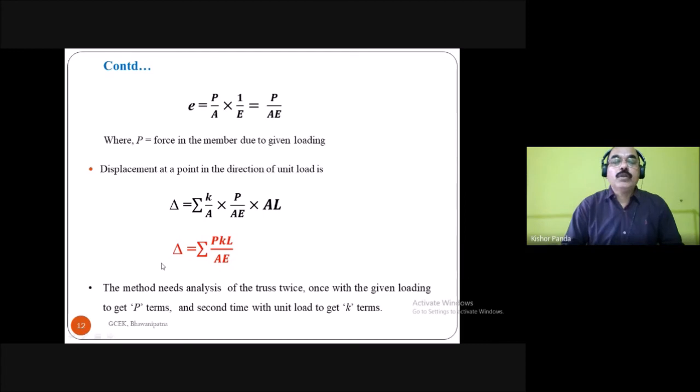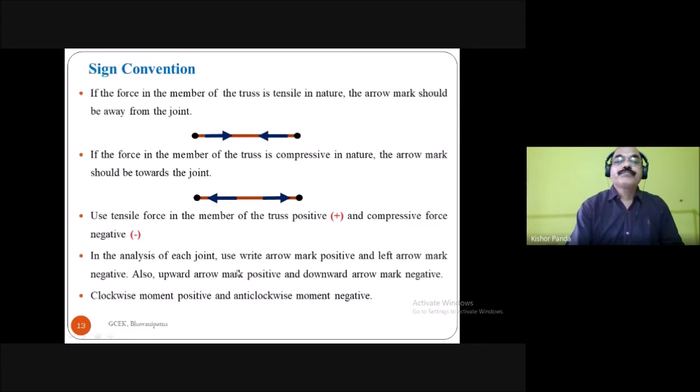Due to that unit load, once again you have to analyze the truss and find out what the forces are in the members due to this unit load. So that is your K. Then after getting P and K, you know this formula. Using this formula, you can find the displacement at a point in the direction of the unit load, that is, the deflection at the required point.